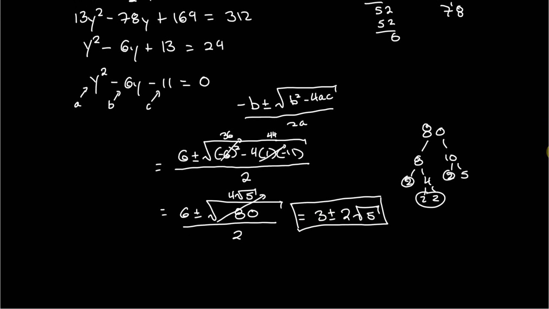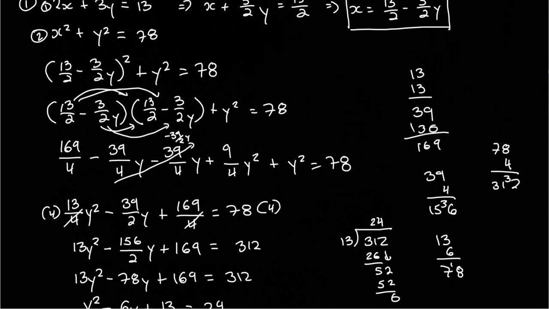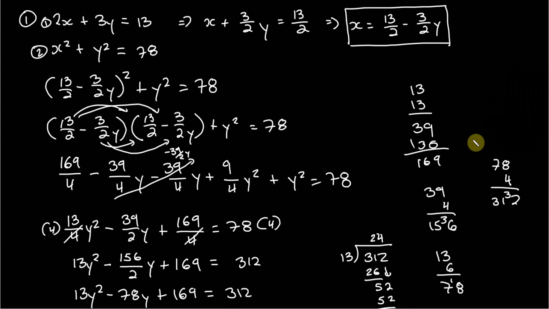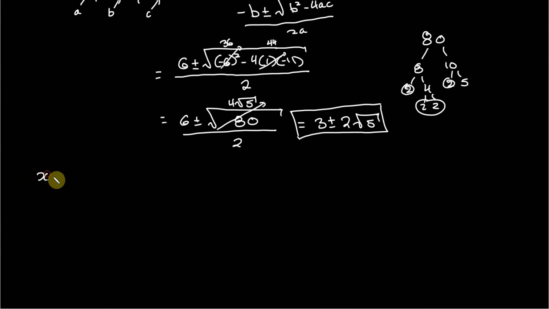And so now we have made significant progress, but now we need to substitute those y values into this equation, x equals 13 over 2 minus 3 over 2y, to get the corresponding x values, and we will be done. We will have found where the line intersects with the curve. So I'm going to rewrite that down here. x equals 13 over 2 minus 3 over 2y.